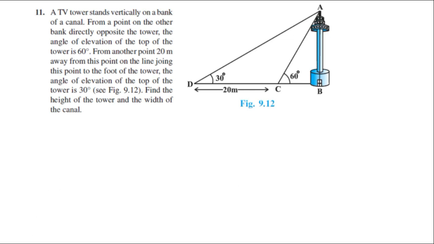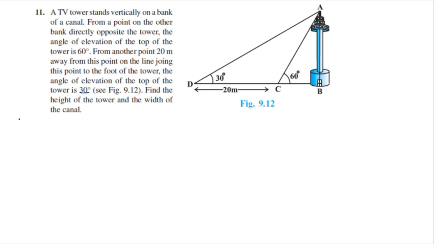Next question, question number 11. The question seems to be very large. The question is, a TV tower stands vertically on a bank of a canal. From a point on the bank directly opposite to the tower, the angle of elevation of the top of the tower is 60 degrees. From another point 20 meters away from this point, the angle of elevation of the top is 30 degrees. Find the height of the tower and width of the canal.